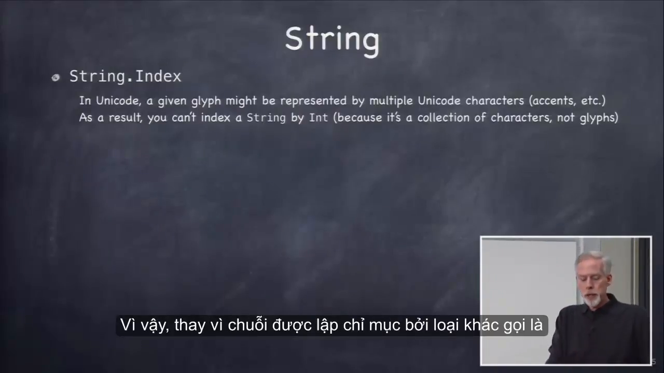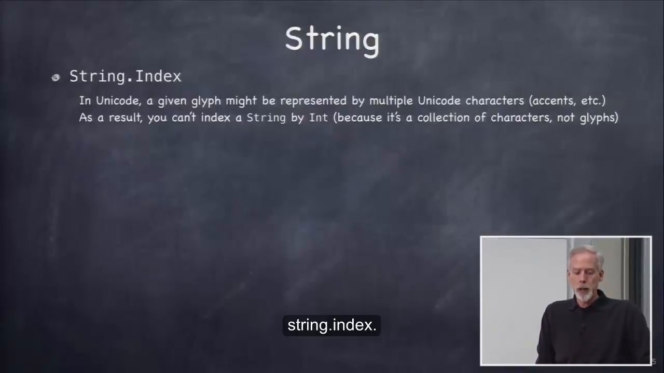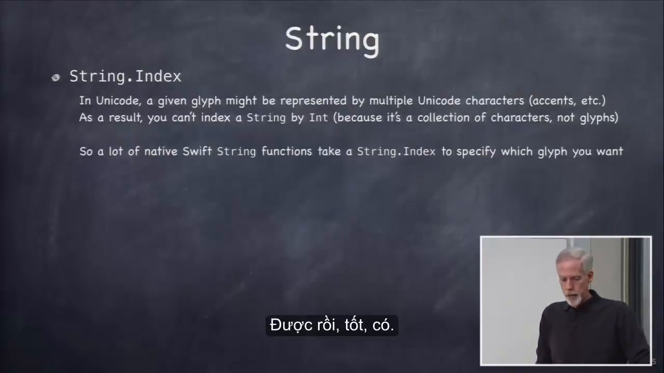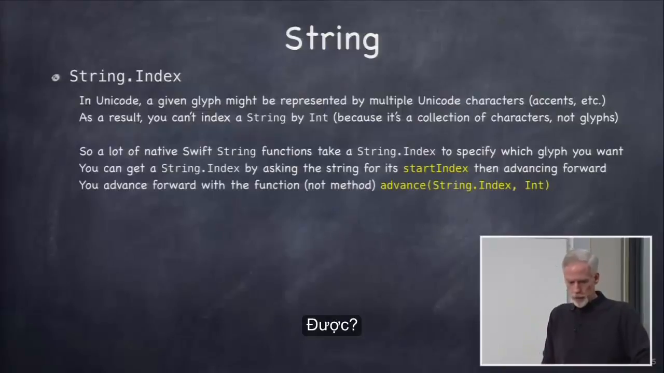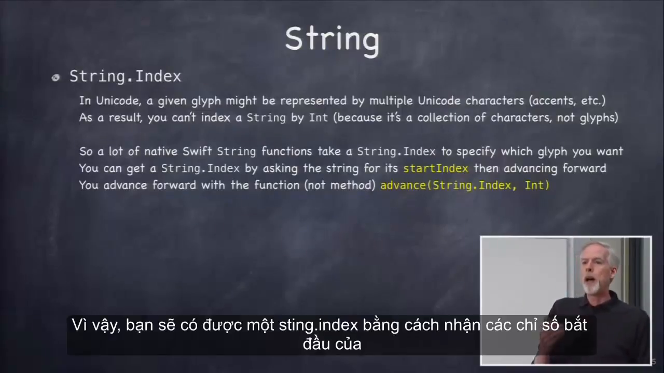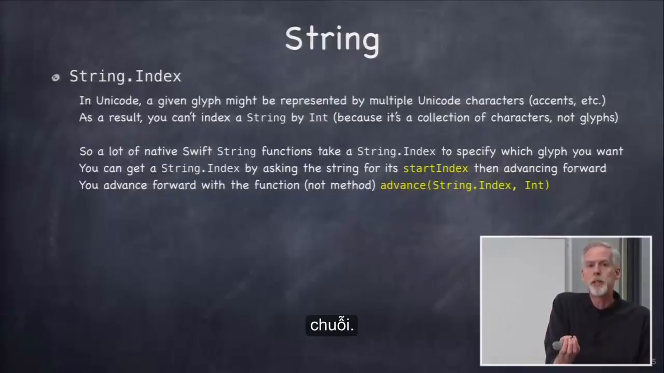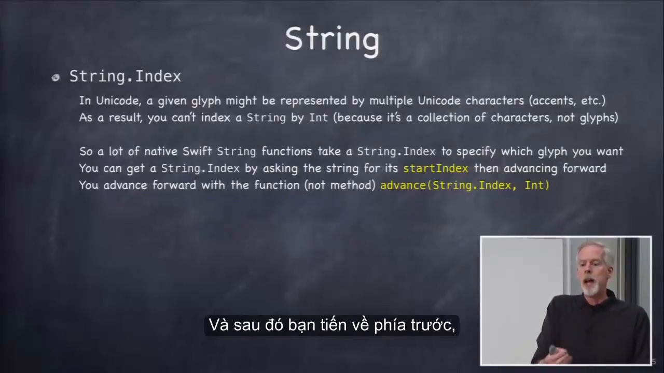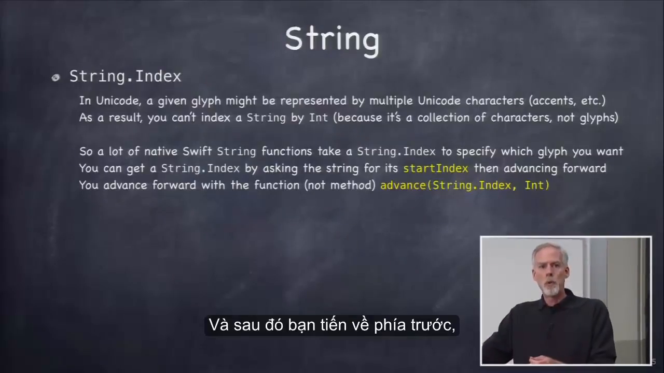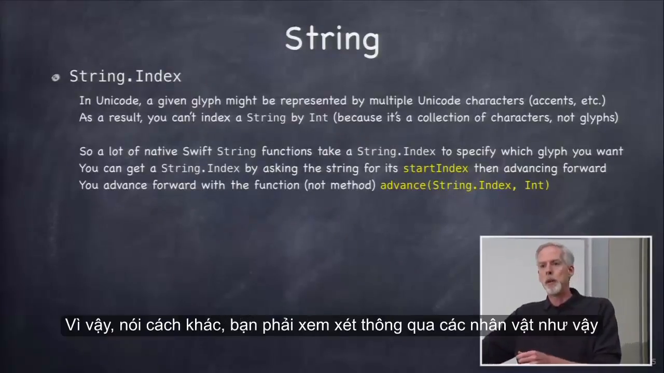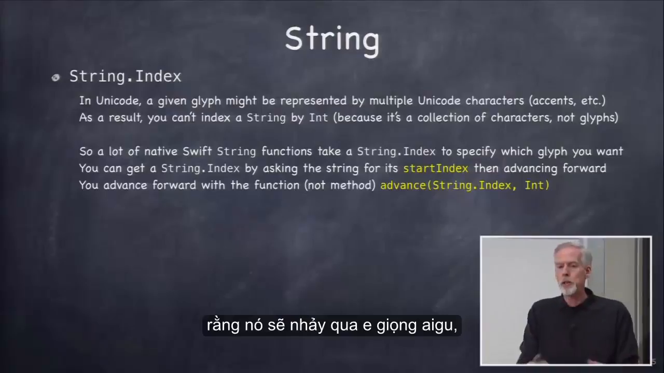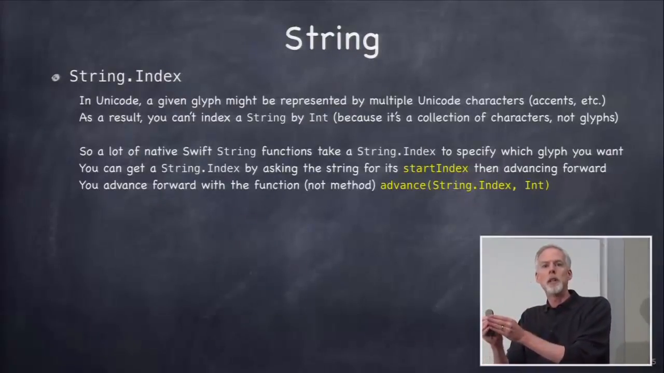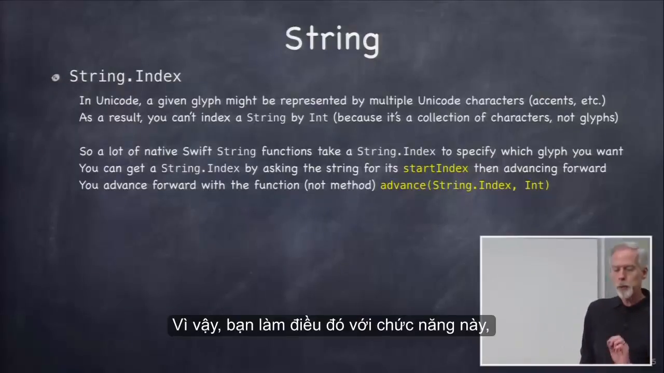So instead, strings are indexed by this other type called string.index. Now how do you get a string.index? Well, you get a string.index by getting the start index of the string. That gives you a string.index that points to the first character of the string. And then you advance it forward however many times you want to go. In other words, you have to look through the characters so that it'll jump over E and the accent, both characters, to the next one, you see?